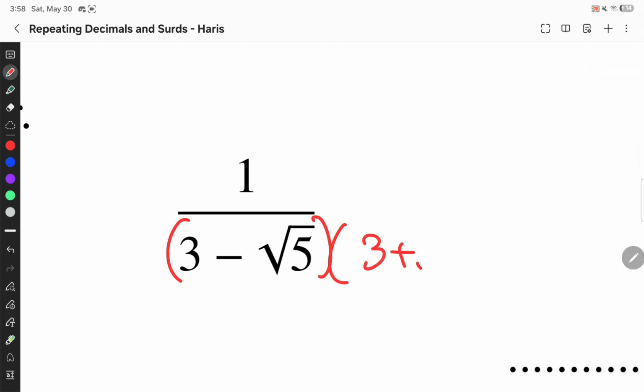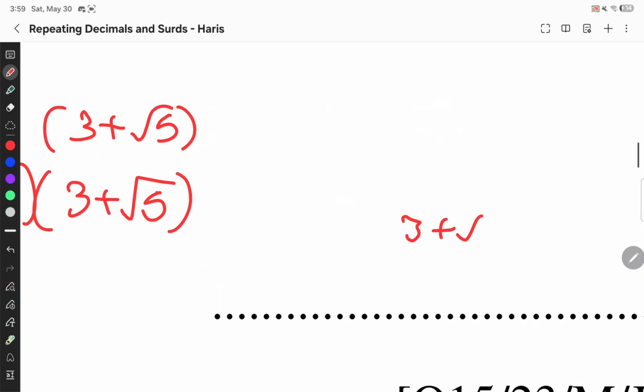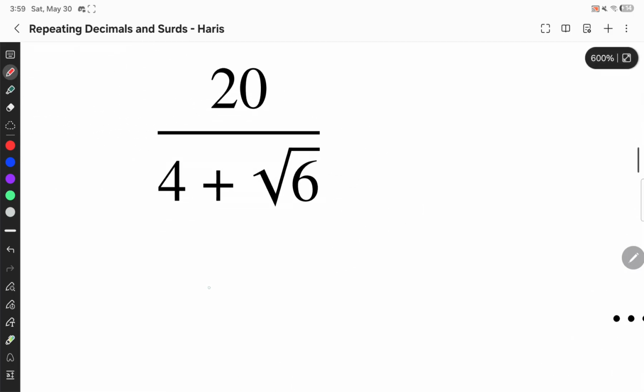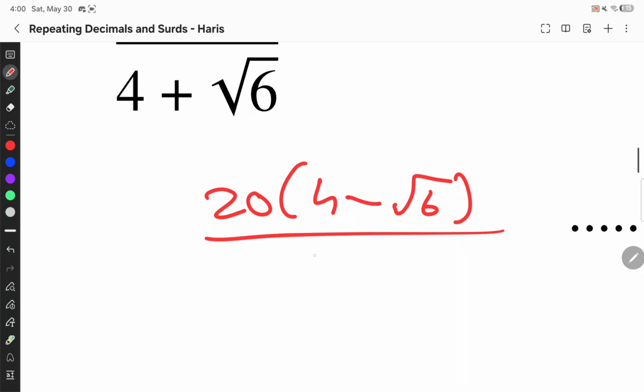So we apply the conjugate. We negate this: 3 plus root 5. So you get 3 squared minus root 5 squared. This is 5, this is 9, 9 minus 5 is 4, so we get 3 plus root 5 all over 4, very easy. Here we get 4 squared minus root 6 squared, 4 squared is 16, 16 minus 6 is 10, and we normally have multiplied by the conjugate up here, so this will become 10.